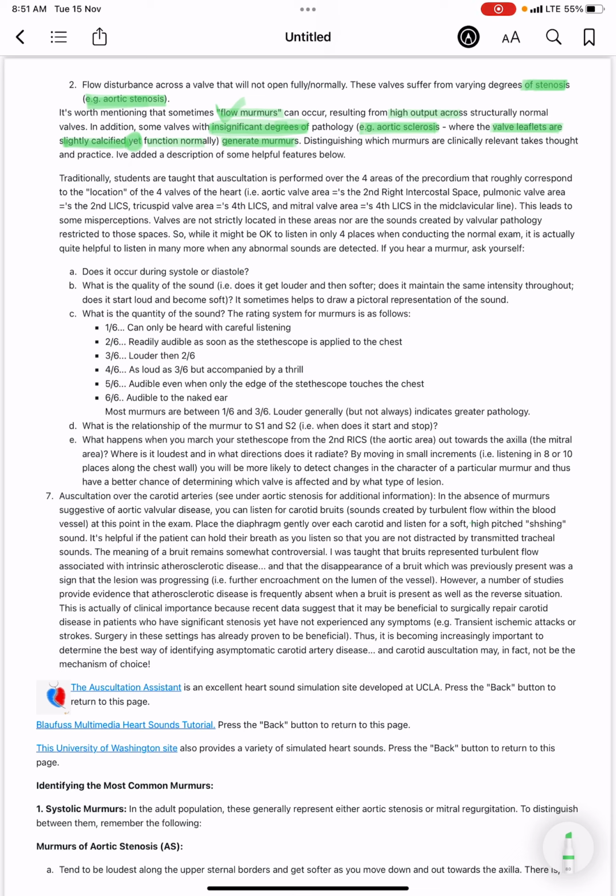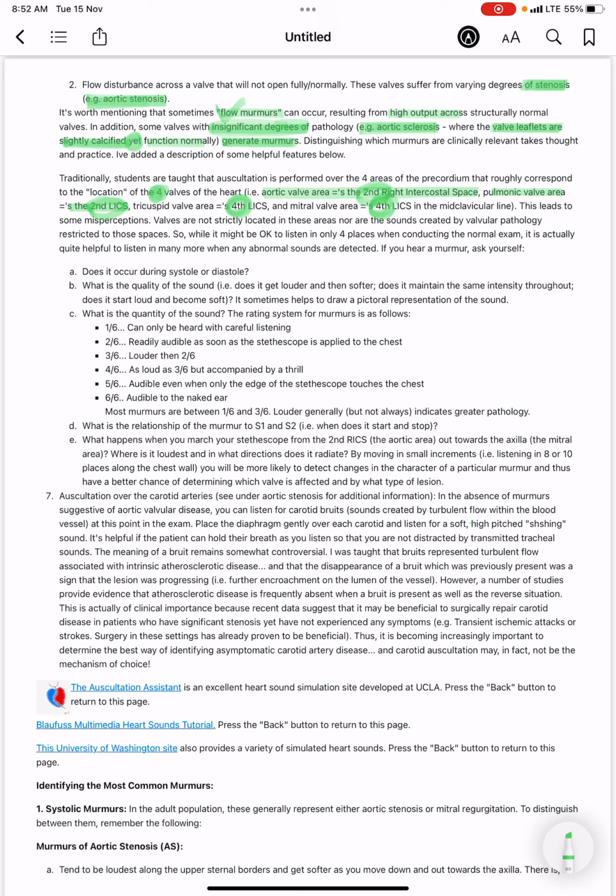Traditionally, students are taught that auscultation is performed over the four areas of the precordium that roughly correspond to the location of the four valves of the heart. The aortic area is the right second intercostal space, the pulmonic area is the left second intercostal space, the tricuspid area is the fourth left intercostal space, and the mitral area is the fifth intercostal space in the mid-clavicular line.